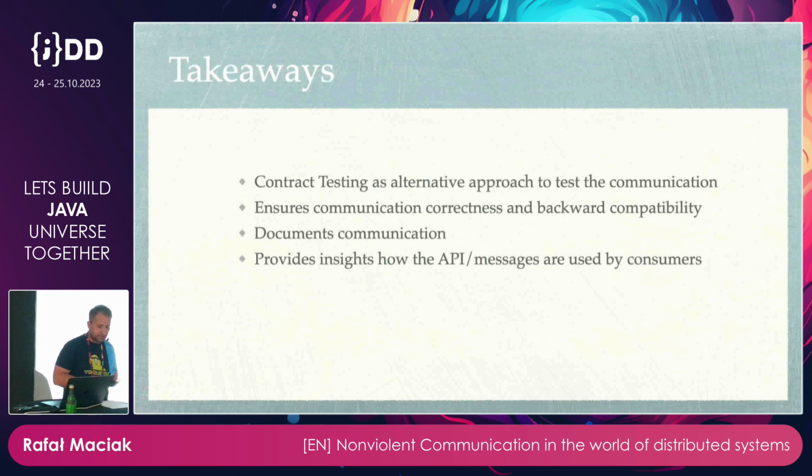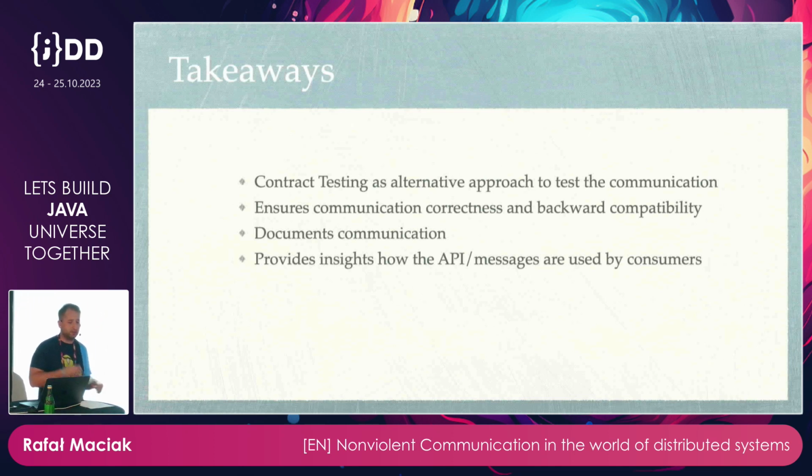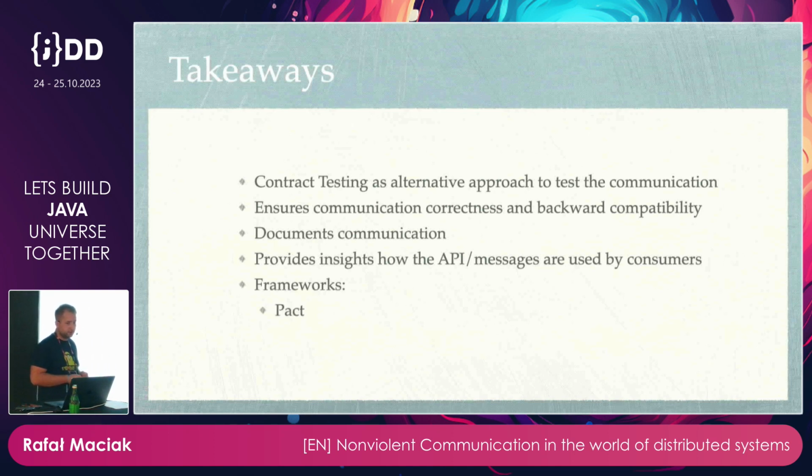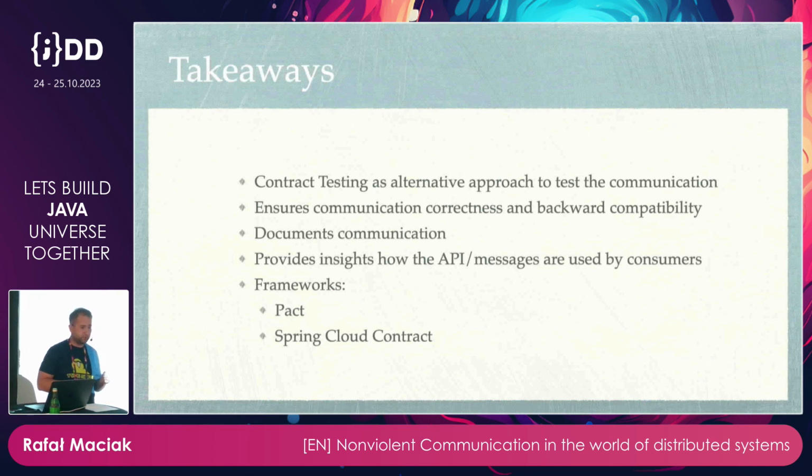It also provides insights how the API or messages are used, remember it's not only about the synchronous API, but you can also use it for testing the asynchronous communication. So it provides the insights how it's used by consumers, and the well-known frameworks. Today I showed you Pact, and there is also the framework Spring Cloud Contract. It is a little bit closer to Spring and JVM, but still with Spring Cloud Contract you may also test the applications which were not written in Java or a JVM language or Spring.